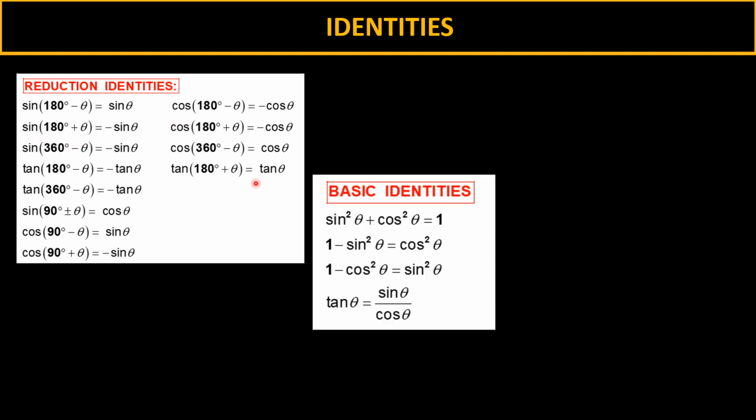Then we also have the following basic identities: sine squared plus cosine squared equal to 1, the Pythagorean identity. And then we have tangent of theta is sine theta over cosine theta.